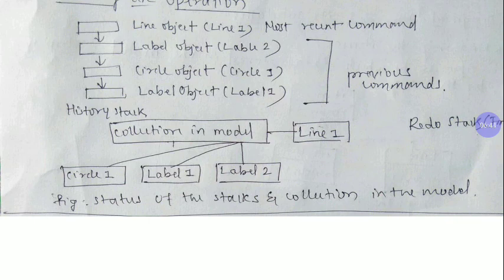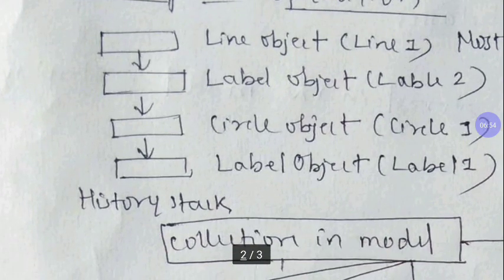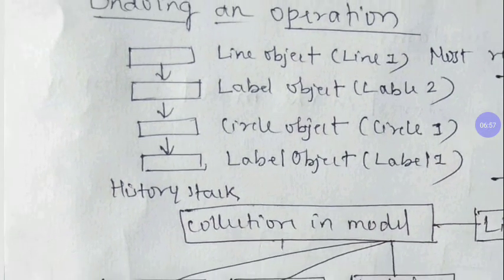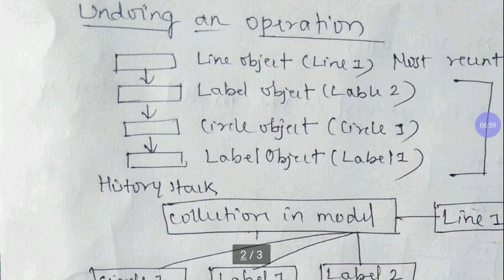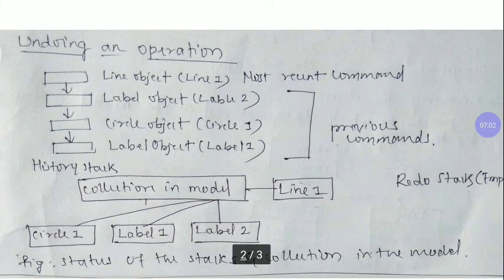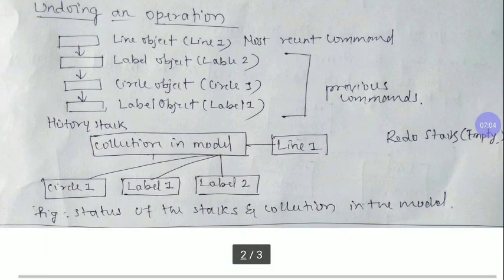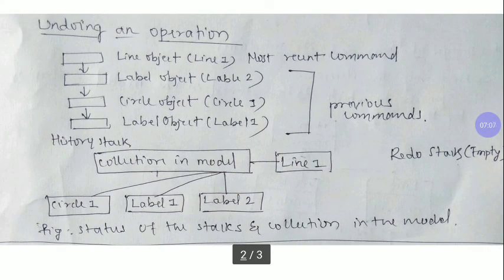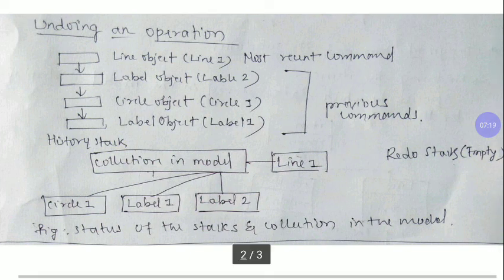Most recently I have drawn line 1, so that is on the top of the history stack. It stores whatever work we do. The redo stack is empty right now. Suppose I undo only one time, then the most recent work will go to the redo stack.